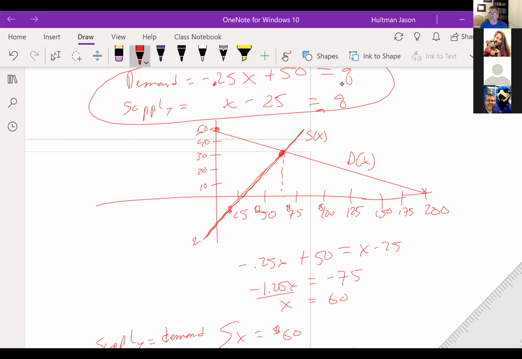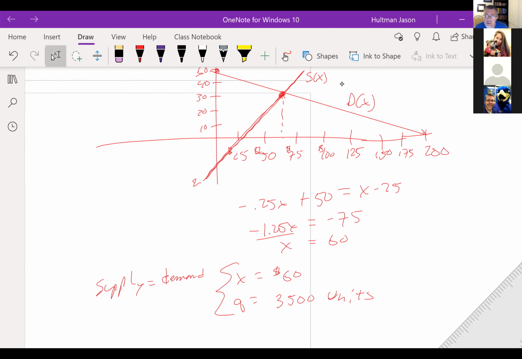200. Okay. If you want to think of them as cents, you can just divide everything by 100. Then you would get your break even at 60 cents. You'd still end up with the same number of units, though. So it really doesn't matter.